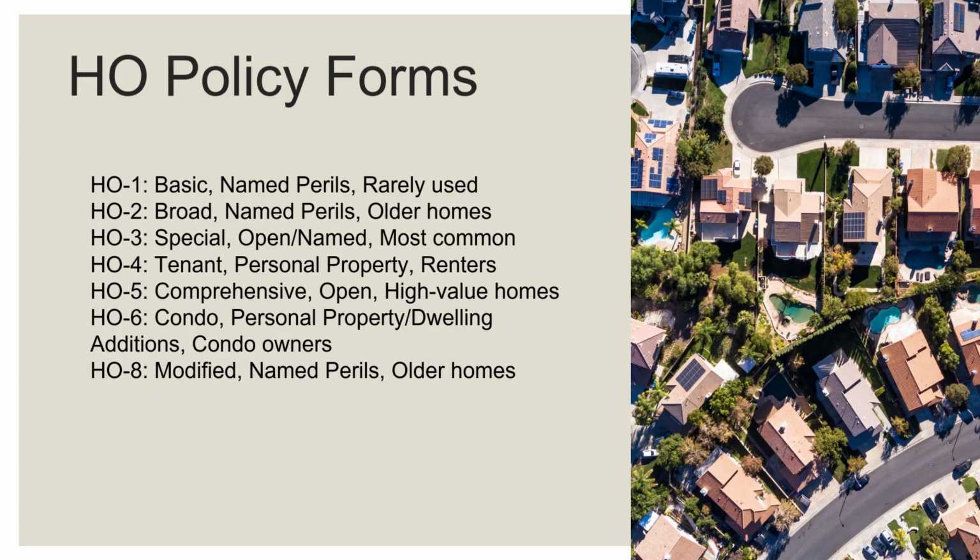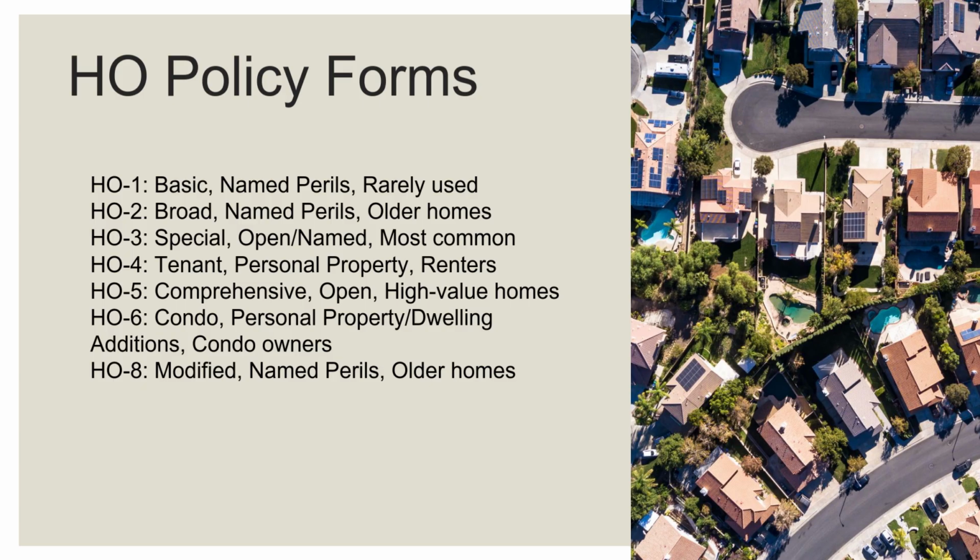HO6 unit owners policies insure condominium or cooperative unit owners. They cover the unit's interior, personal property, liability, and loss assessments that unit owners may have to pay. HO7 mobile home policies mirror HO3 coverage but are tailored for manufactured or mobile homes.